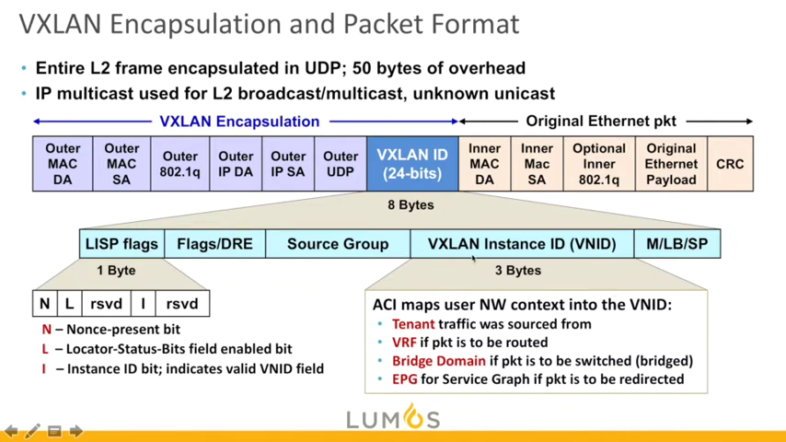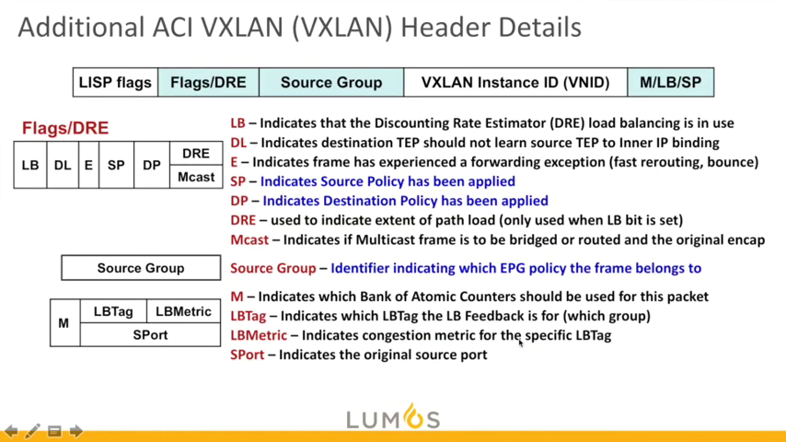Well, first of all, ACI maps the network context into the VNID, the VXLAN ID. Colloquially, we call it VXLAN ID or just the VXLAN. The official term is VNID, or VXLAN Network Identifier. So ACI maps the network context to the VNID: the tenant traffic it was sourced from, the VRF if the packet is to be routed, the bridge domain if the packet is to be switched, and then the EPG for the service graph if the packet is to be redirected.